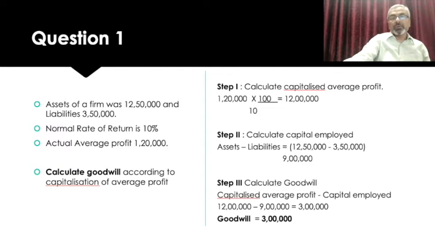Second step is to calculate the capital employed, and it is very simple over here because the value of assets and liabilities both are given. And we will subtract the value of assets and liabilities. You can see very carefully 12,50,000 is the value of assets and 3,50,000 is the value of liabilities. If we subtract that, we get a value of 9 lakh. And after we have got these two values, that is 12 lakh and 9 lakh, we will calculate the goodwill using a very simple formula, that is capitalized average profit minus capital employed, which will give you 12 lakh minus 9 lakh, that is 3 lakh, and the goodwill is 3 lakh in this case.